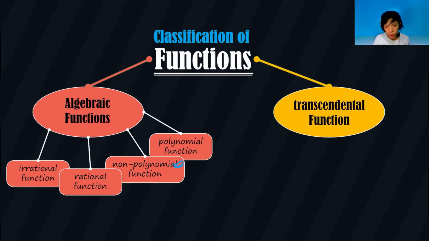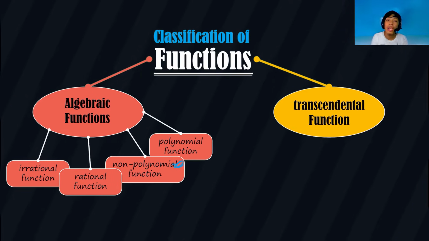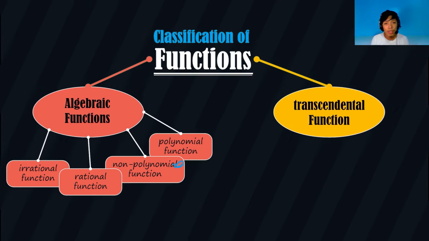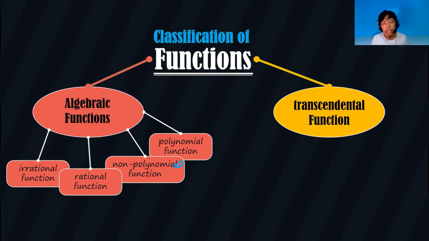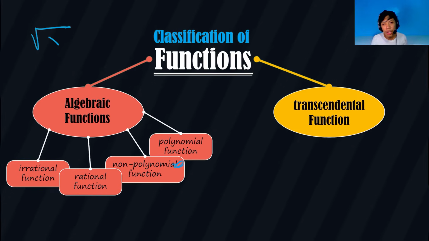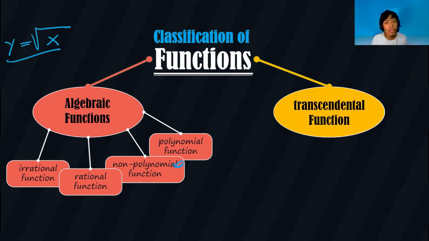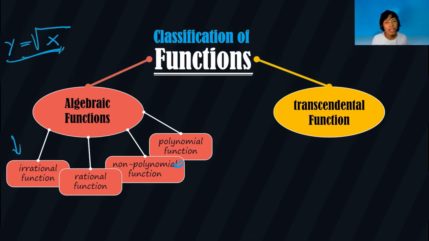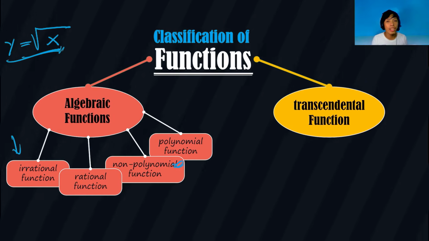We also have what we call an irrational function. An irrational function is a function which contains a variable in the radical. So a variable in a radical. So we have a radical sign here. If you have here the square root of x, for example, y is equal to the square root of x, this function is an irrational function, because x is inside the radical sign.